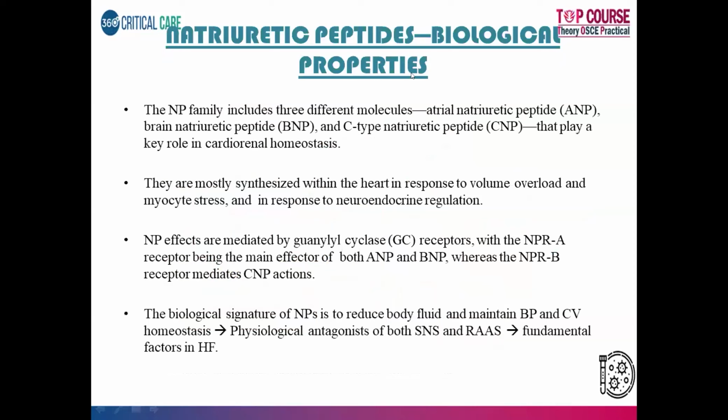So coming to the natriuretic peptide family properties. So basically this family includes three different molecules. One is the ANP, BNP and the CNP. All these play a key role in the cardiorenal homeostasis. So they are mostly synthesized within the heart in response to volume overload and myocyte stress and in response to some neuroendocrine regulation. Okay. Mostly these natriuretic peptide effects are mediated by guanylyl cyclase receptors. Okay. So in that we have two, NPR-A and NPR-B. I think you need not know in detail about this.